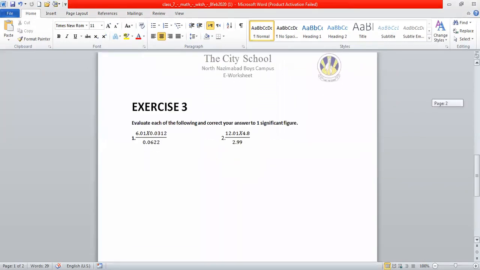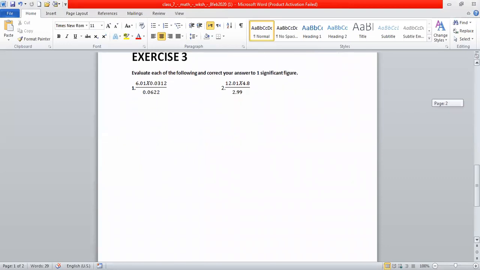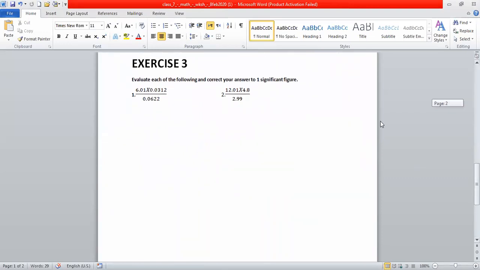Now here is exercise 3. You have to evaluate each of the following and correct your answer to one significant figure. You have to do the multiplication and division, solve it in short, and round it up to one significant figure. Okay, so I will tell you the answers.